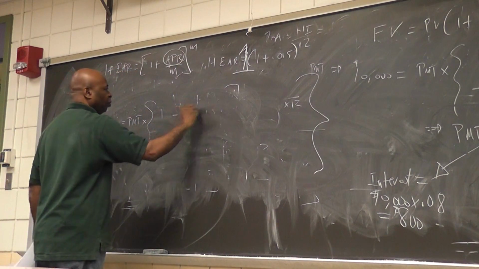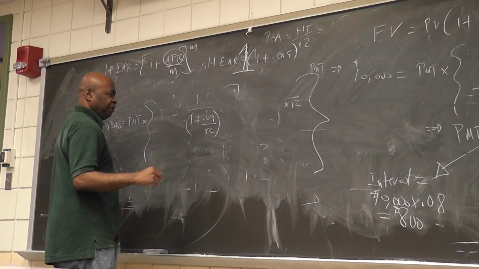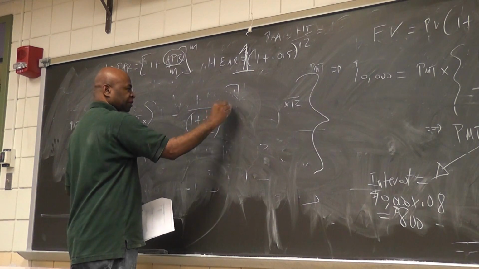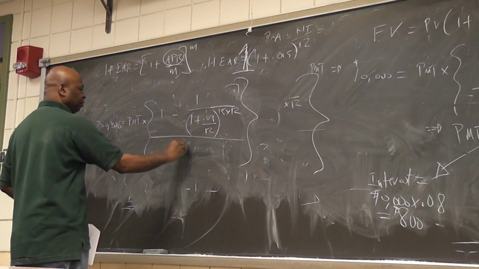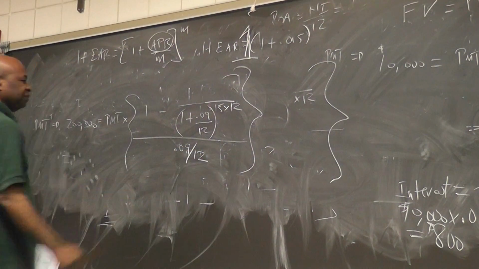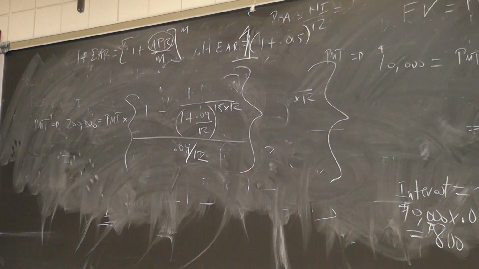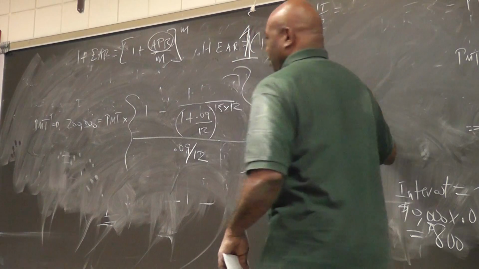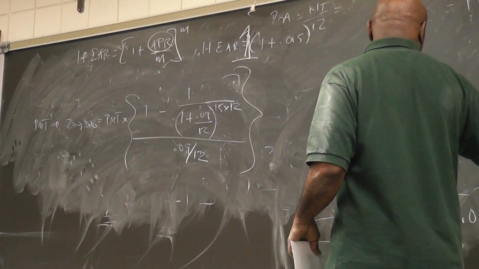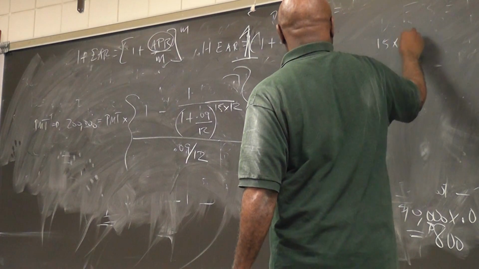1 minus 1 over 1 plus 0.09 divided by 12, and then how many years? 15 years times 12, over 0.09 divided by 12. Does that make sense? And then we solve for PMT using the financial calculator. What is N? Well, 15 times 12 will be my N.